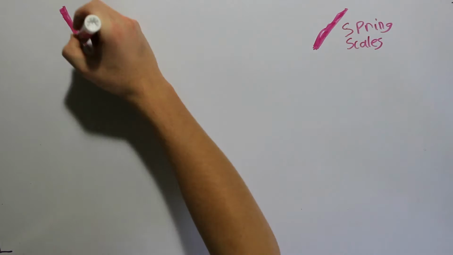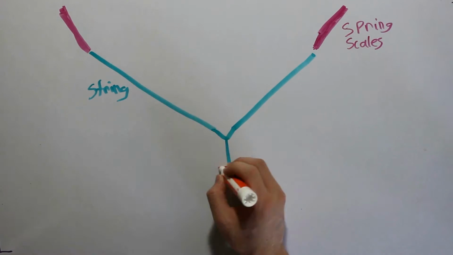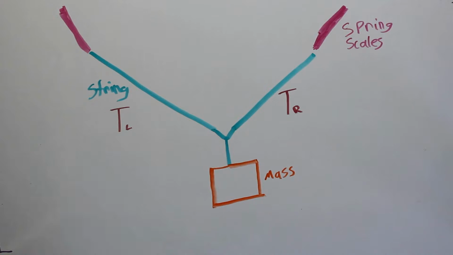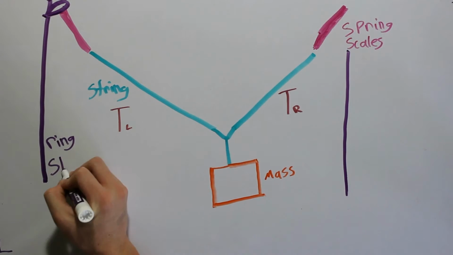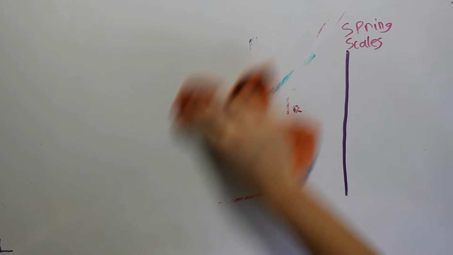Now for the setup of this lab, we hung 2 ring stands and spring scales from those ring stands. We tied strings to the spring scales together, made a knot, and hung the mass from that string. It doesn't matter if you make a knot or tie your strings directly to the mass itself. In our particular experiment, the left spring scale read 2 newtons and the right spring scale read 4 newtons.